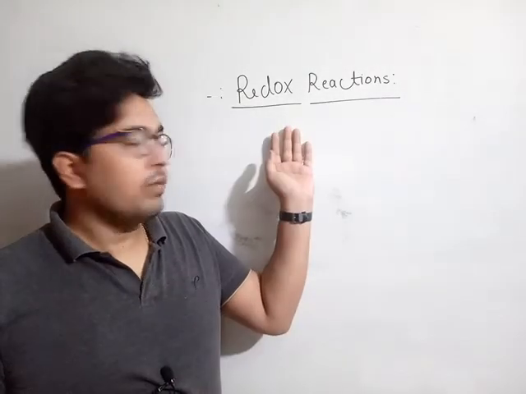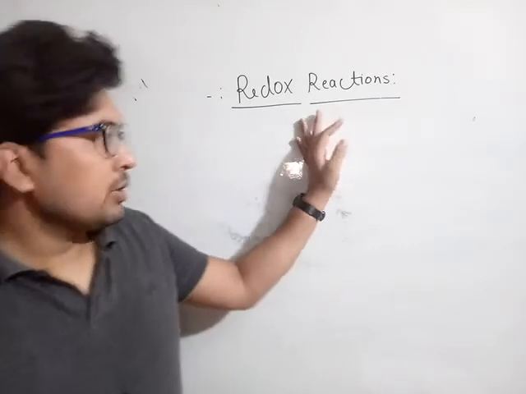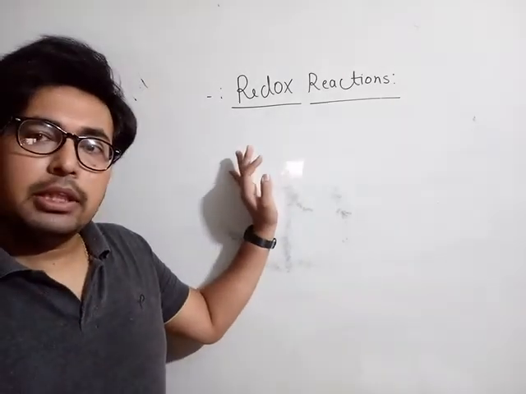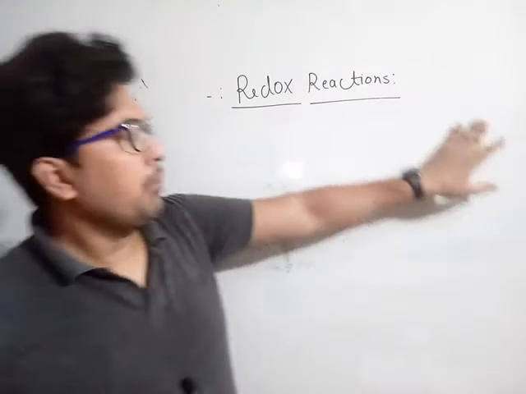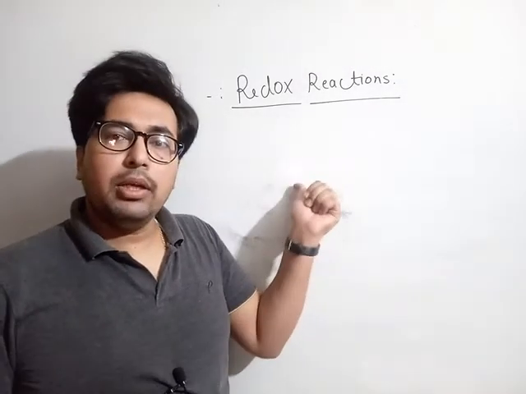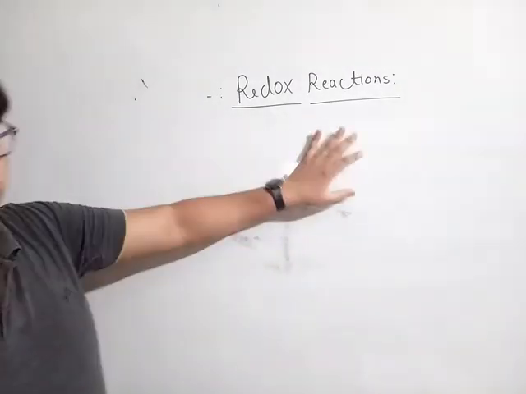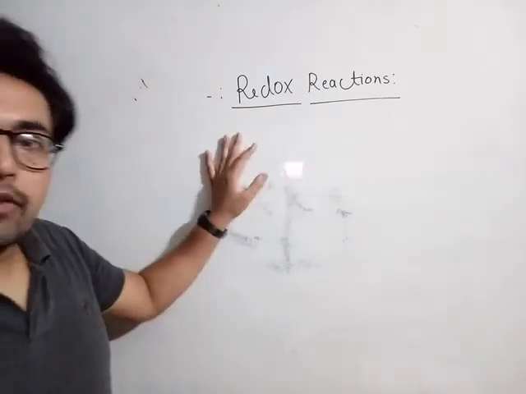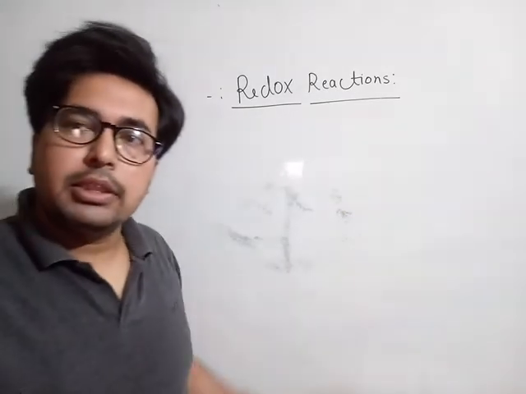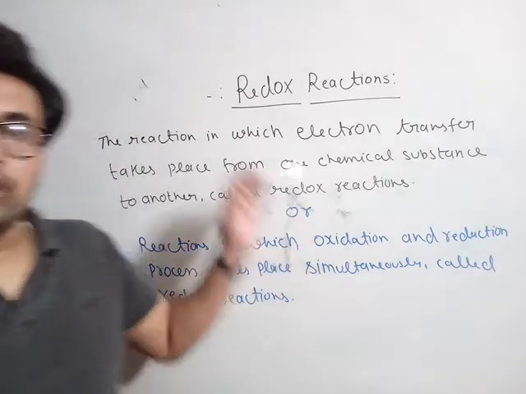In this chapter, we'll cover the definition of redox reaction, then oxidation number, and balancing of redox reactions by the oxidation number method and half reaction method. So we'll first start from the definition of redox reactions. So what is the redox reaction?